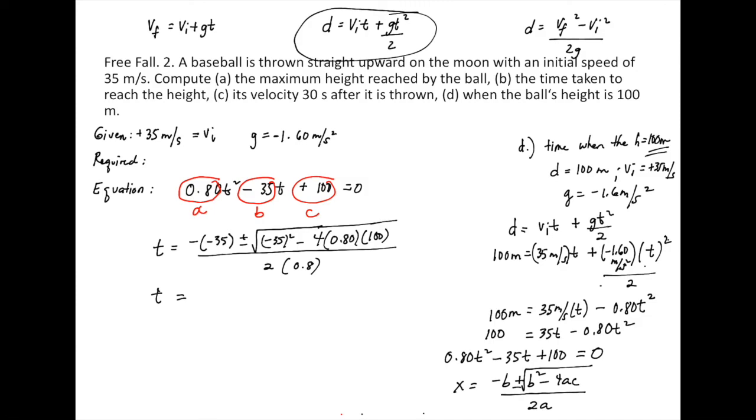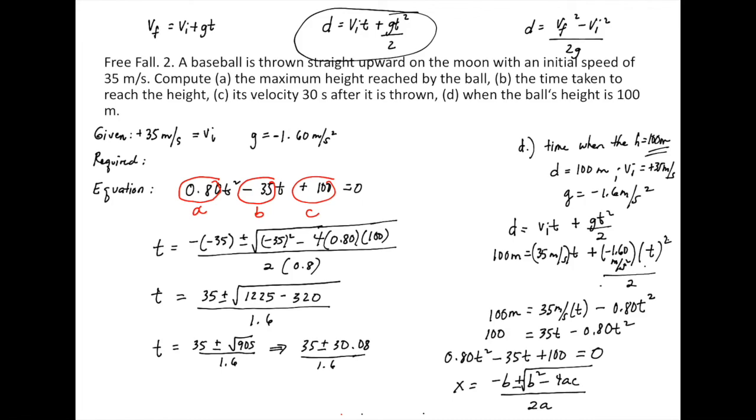So what would be our answer? Let me press first the calculator. And then we could have the two values for t, which is simply 35 plus 30.08 divided by 1.6, or t, which is 35 minus 30.08 divided by 1.6. So we could have now our two values.